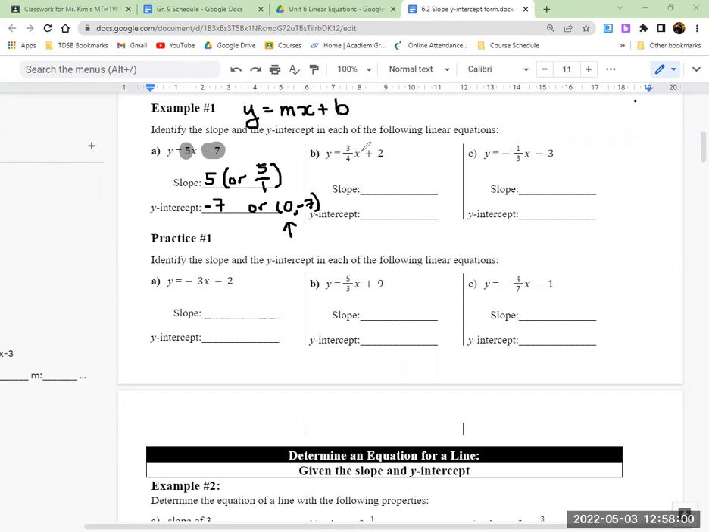Y equals 3 over 4x plus 2. Slope is rise over run. And the y-intercept is a positive 2, or you can say the y-intercept is 0, 2 as a coordinate. Next, y equals -1 over 3x minus 3. The slope is -1 over 3, so my rise could be negative and my run is positive. My y-intercept is -3, or you can say 0, -3 is my coordinate.